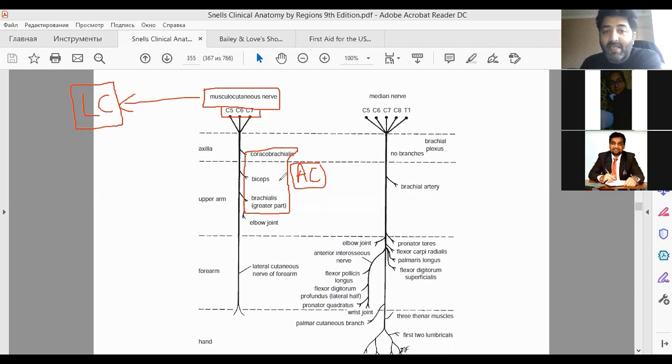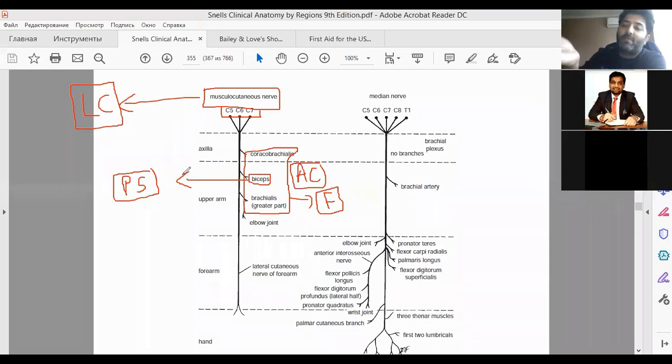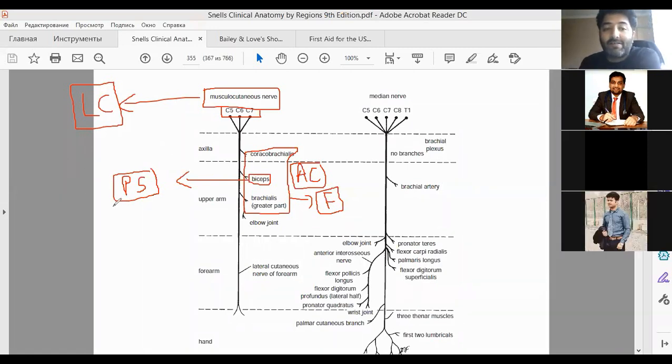And what are their main actions? Are they flexors or extensors? They are flexors. But please remember one very important point relating to the biceps: the biceps is also a powerful supinator. It is a powerful muscle for supination also. Supination means to make your palm face upward. For example, I remember it like this: pronation is palm down, supination is palm up. So supination is done by your biceps muscle.